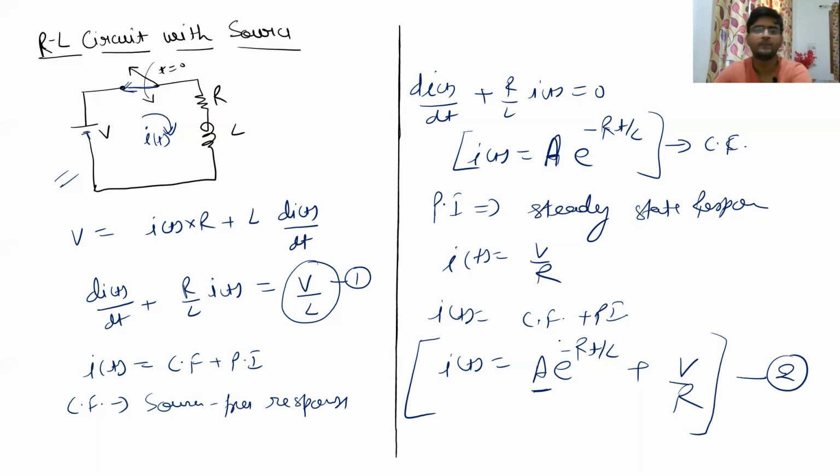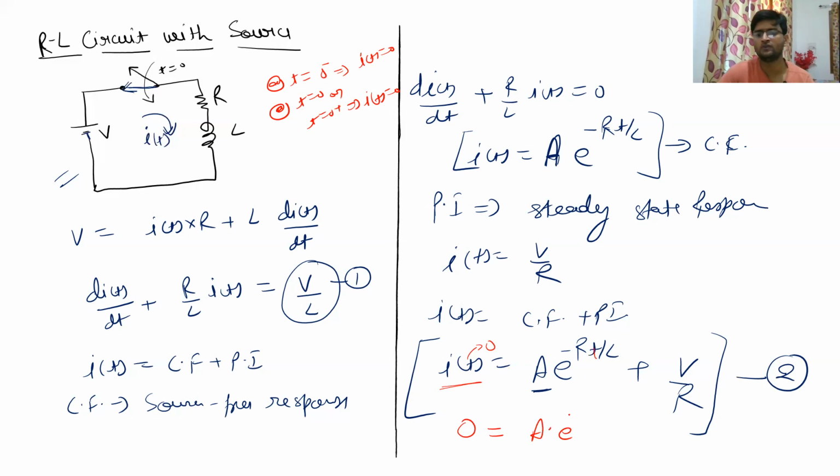It is very easy. In this circuit, as you can see, at t is equal to 0 minus, what was the value of your current when the switch was not closed? Before the switch was closed, your i(t) was equal to 0. So what will happen at t is equal to 0 or t is equal to 0 plus, your i(t) is going to be 0. So if you put this t as 0, this whole current should be equal to 0. So you can write it as 0 is equal to A into, since if you put t is equal to 0, this whole thing will become 0 plus V divided by R.